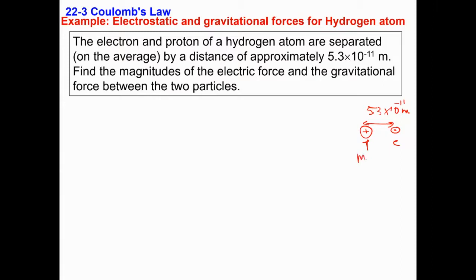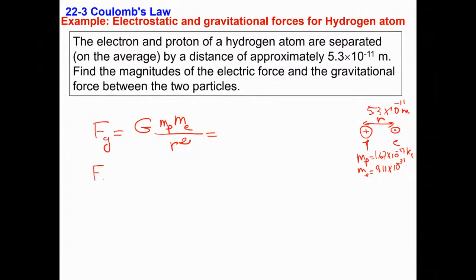We know the mass of the proton is 1.67 × 10^-27 kilograms. The mass of the electron is 9.11 × 10^-31 kilograms. So we can determine the gravitational force in this case. The gravitational force is capital G times the mass of the proton times the mass of the electron divided by the distance, let's call this R, squared. We will replace the numbers later to find the values.